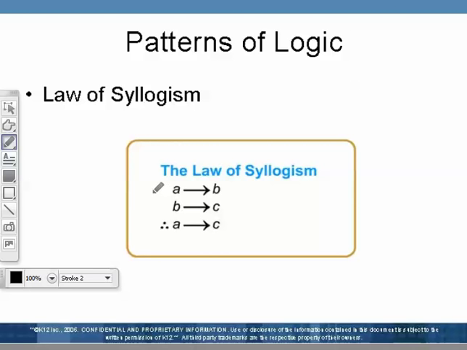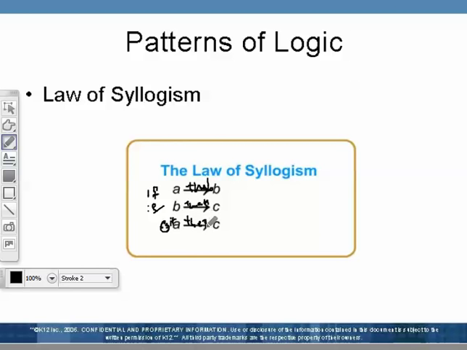Now, you heard me saying all that, and there's not a single if or then on this screen. That's what this arrow's doing. If A, then B. Okay? If B, then C. And therefore, that's what these three dots mean. Therefore, if A, then C. And I want you to notice, what have I done?